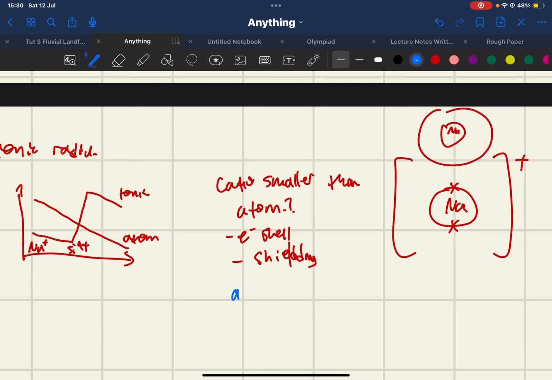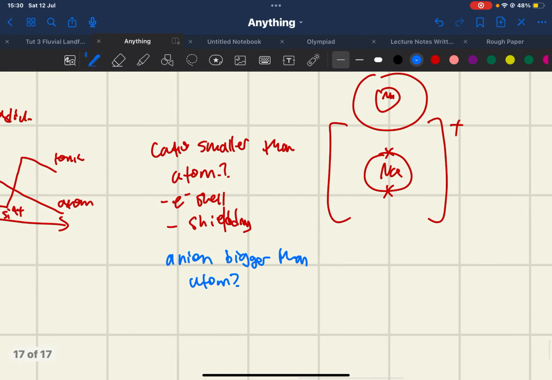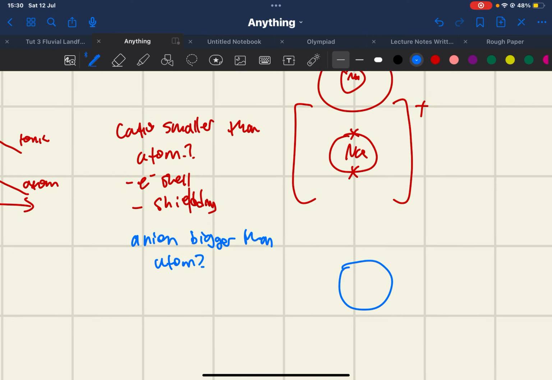Now what about the anion? The anion is bigger than the atom. Why is it bigger than the atom? First of all, let's draw a normal anion. For example, this is chlorine. If I want to make it an anion, what do I do? For example, this is Cl with 7 valence electrons. If I want to make it an anion, I add another electron.